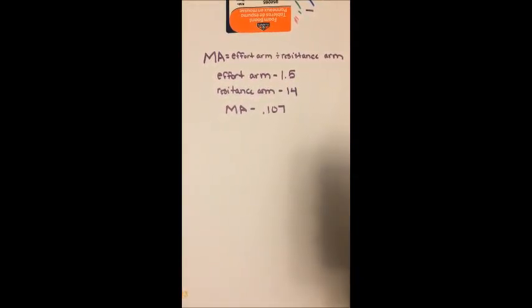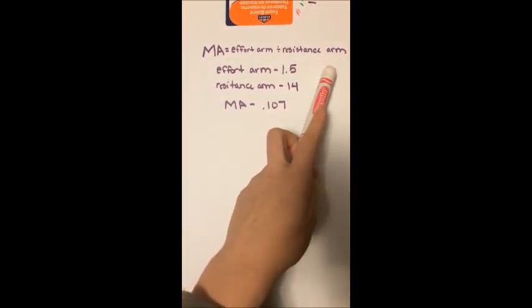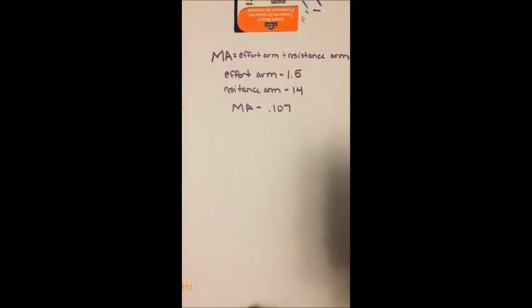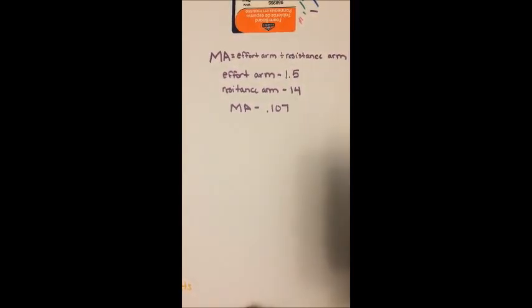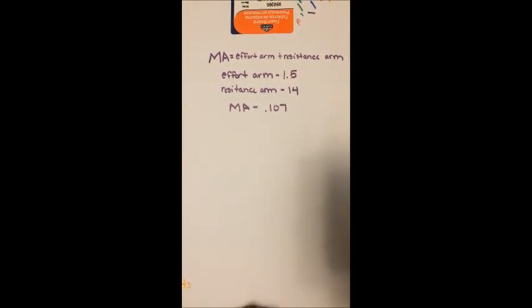Finally, for body levers, we have to figure out the mechanical advantage, and it's effort arm divided by resistance arm. My effort arm is 1.5, and my resistance arm is 14. So in total, our mechanical advantage is 0.107.